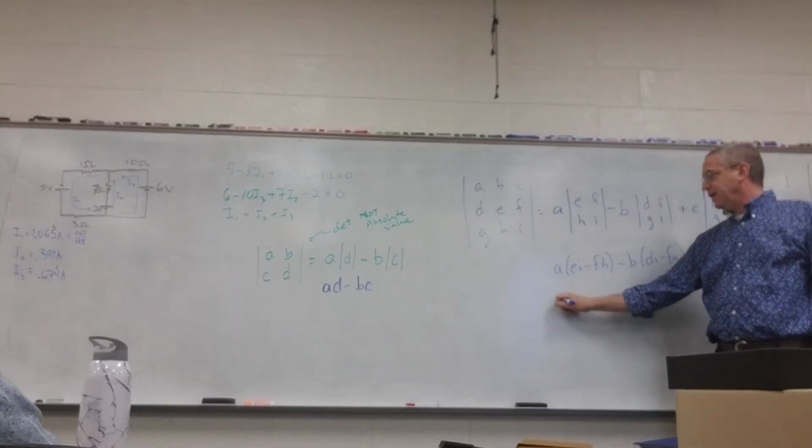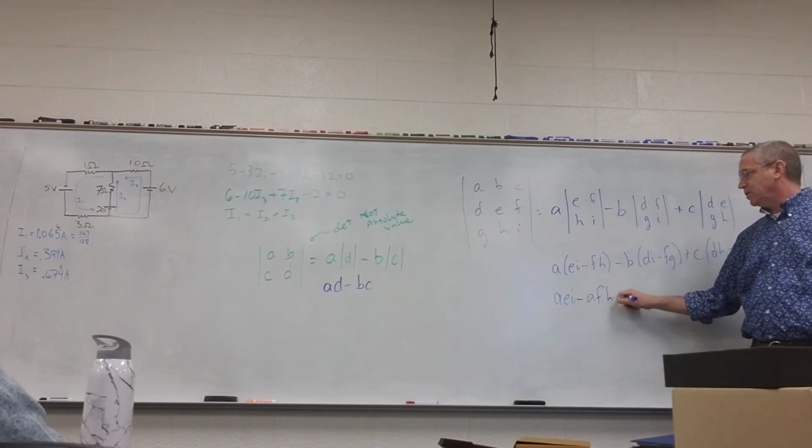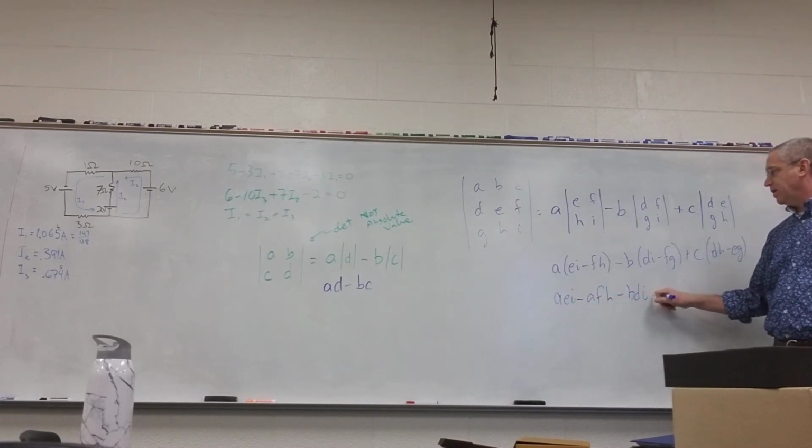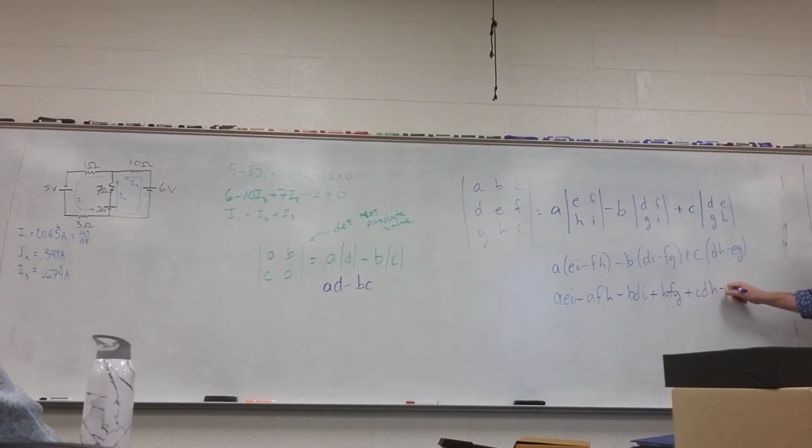Distributing out, I get AEI minus AFH minus BDI plus BFG plus CDH minus EG or CEG. I'm going to do something with this. I'm not putting this down like it's a formula you have to memorize. The technique is what I expect you to know if you're going to use this, and there are times where this is easier than the other ones.